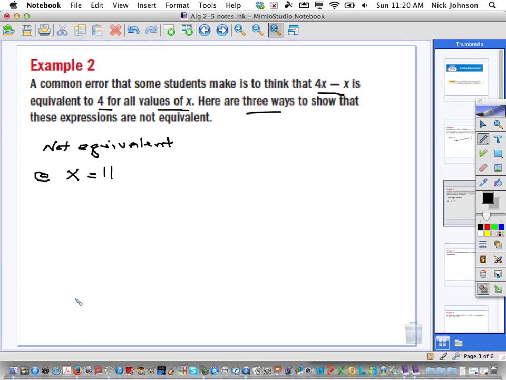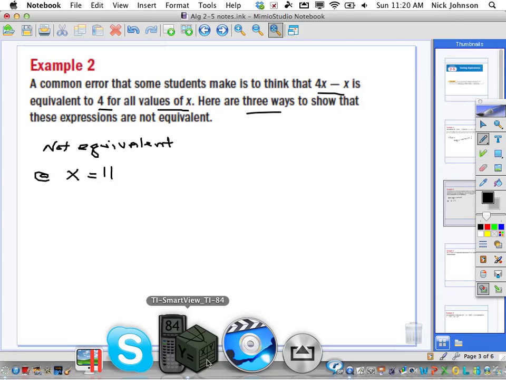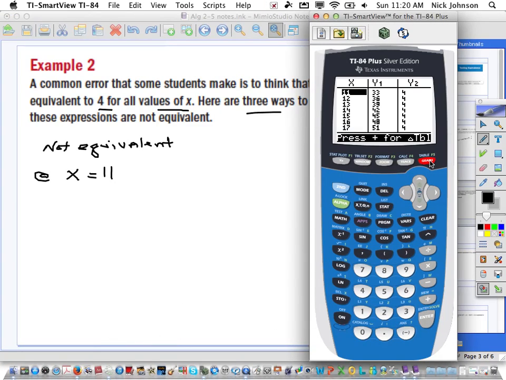Okay? What's the other way? Well, I could show the graph. Okay? If I hit graph, here's my first equation, 4x minus x. Okay? Here's my other equation, y equals 4. It's 4 all the time. Okay? Is there a point where these two things are equal? Yeah, about right here.